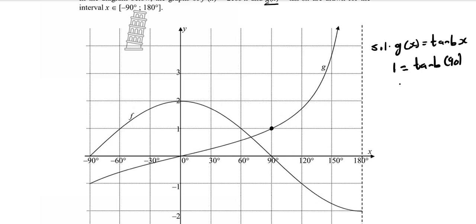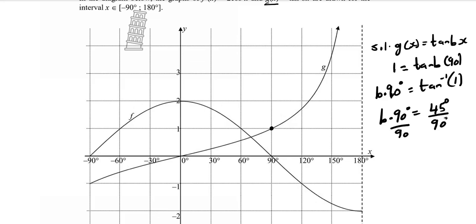Do you get me? So we're going to take b multiplied by 90 as an angle. This b times 90 degrees is equal to arctan 1. Do you get me? We want to solve for b. What is arctan 1? Arctan 1 is 45 degrees. We're going to divide by 90 here, and we also divide by 90 here. So our b is equal to what?